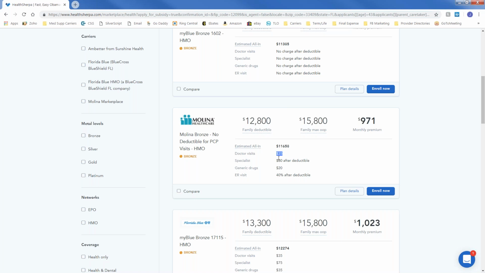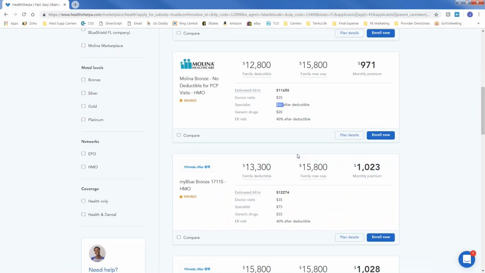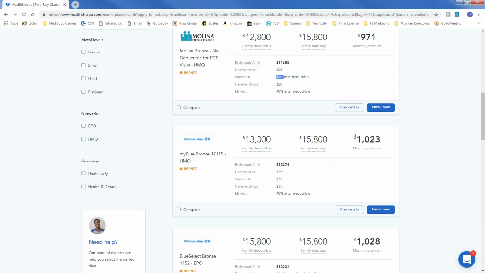But look, I get some beautiful copays. Every time I see a doctor, I pay $35. And then every time I see a specialist, I have to meet the deductible first, and then the copayment will be $80. Not real attractive. So maybe I'd go to the next one at $1,023. So my cost for the whole year is $12,276 in healthcare, but I have to meet a $13,300 deductible, $15,800 max. But I get doctor visits at $35 and $75.